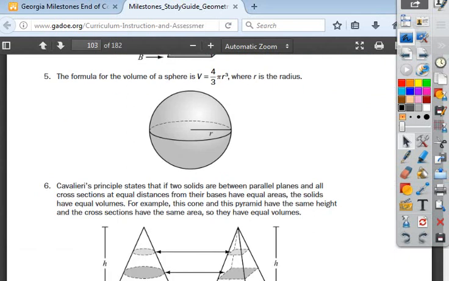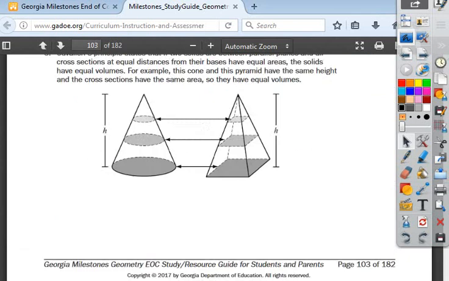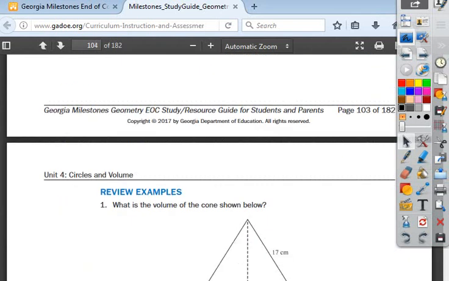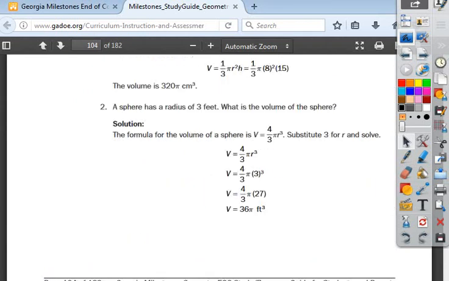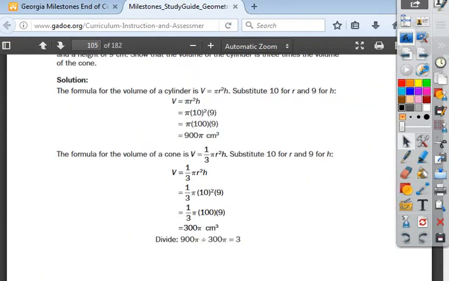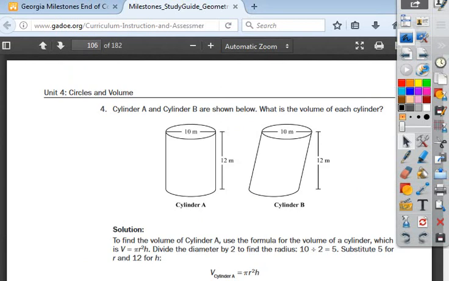Here's something we need to make sure we understand. Which one of these has more volume? They're the same width for the circle, they're the same height, but one of them is slanted. The slant is not a factor. They're exactly the same.